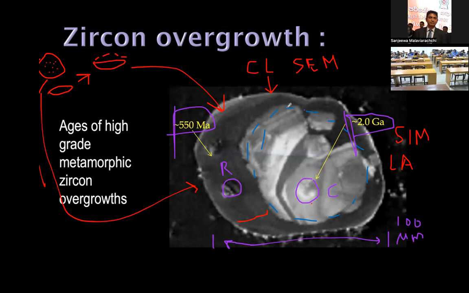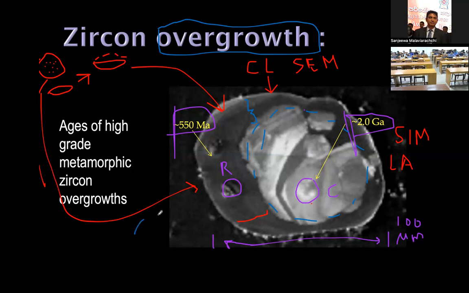But later on, due to metamorphism, it has generated the new zone, right? This is the metamorphic area, metamorphic growth, right? We call it overgrowth, because it is growing over the existing grain, right? So these are very characteristic for metamorphic rocks. You can see earlier grains, ancient grains, are overprinted by these metamorphic overgrowths, right?